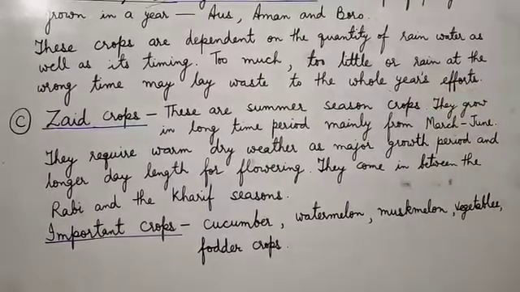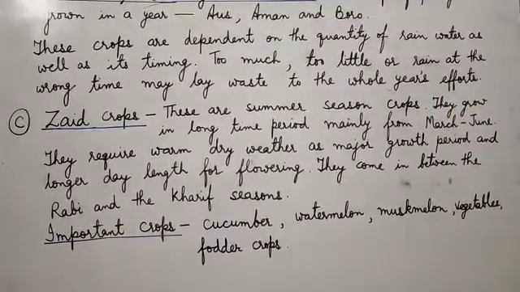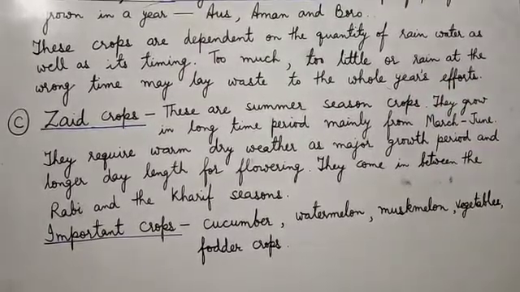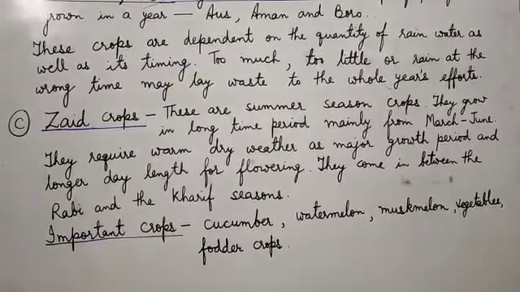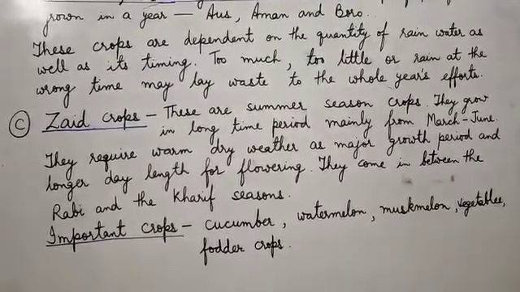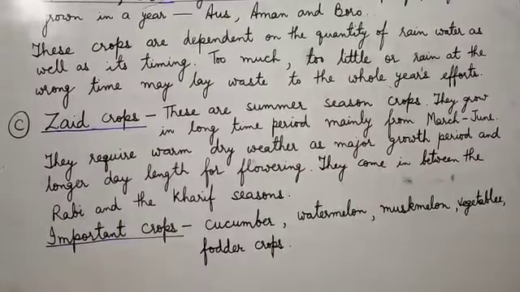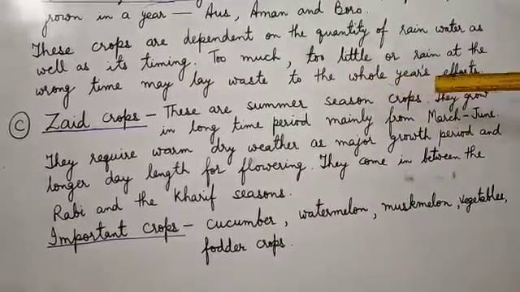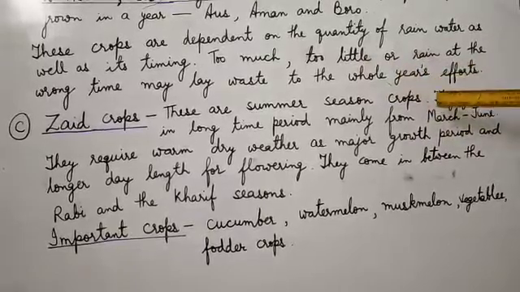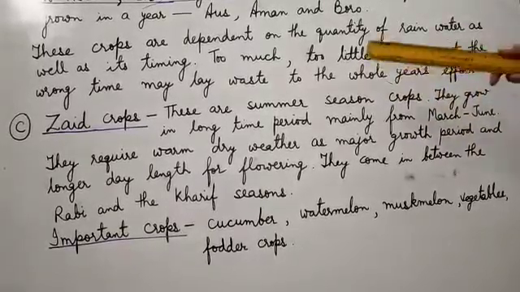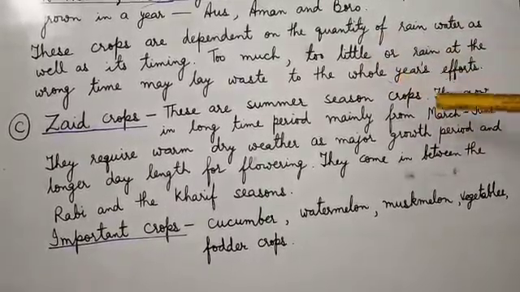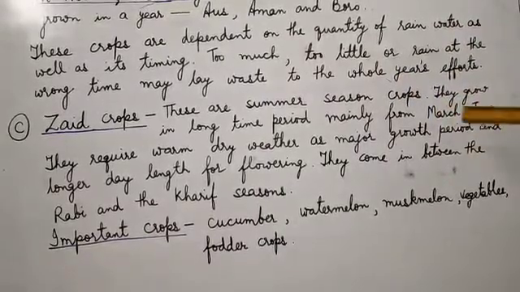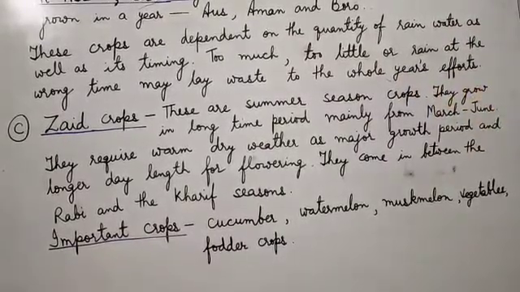Okay, next is the Zaid season or the Zaid crops. Now we know in between the Rabi and the Kharif season, there is a short season during the summer months. That is known as the Zaid season. Therefore, these are summer season crops. They grow over a long time period, mainly from March to June.